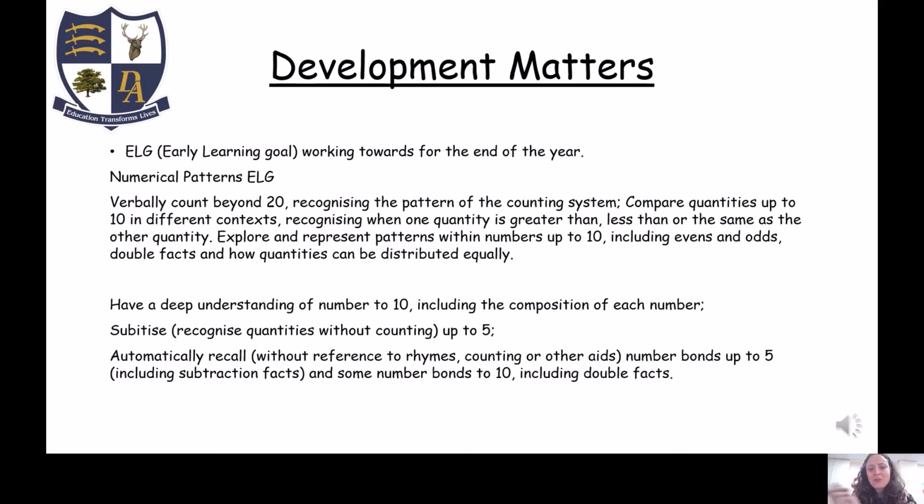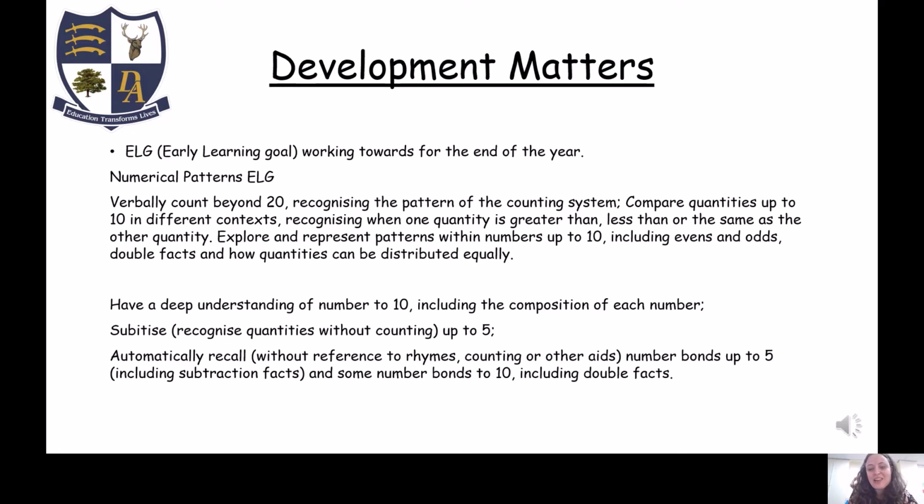The first part is number, and number one is about number patterns. First of all, at the end in summer, we would like the children to count beyond 20, recognise the pattern of counting, and compare quantities up to 10 in different contexts. That's saying whether one is more or less, telling the difference between the amounts, and exploring and representing patterns within numbers to 10: even numbers, odd numbers, facts. It's really about learning all about that number, not just being able to count to 10, but really understanding those numbers.